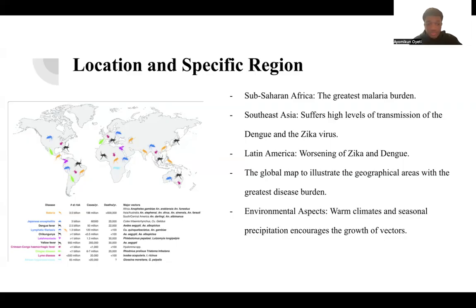The environmental aspects: warm climate and seasonal precipitation encourage the growth of vectors because they usually like warmer climates, and it helps them. I guess it helps the mosquitoes and others grow more in warmer climates, which is not good for the environment.